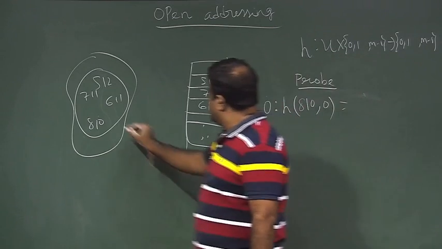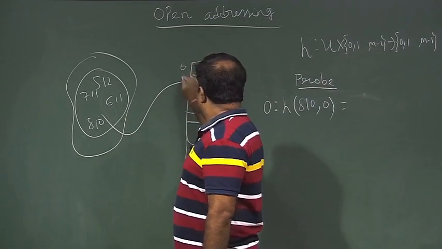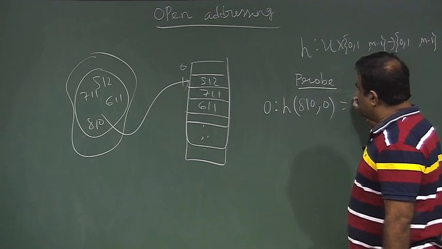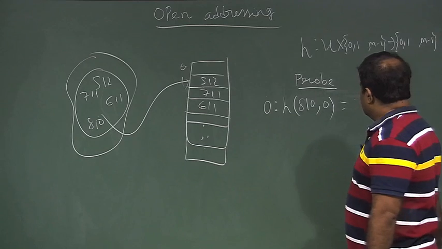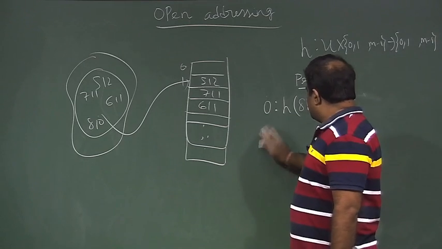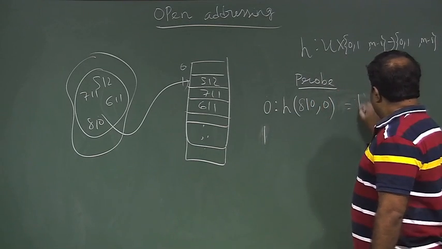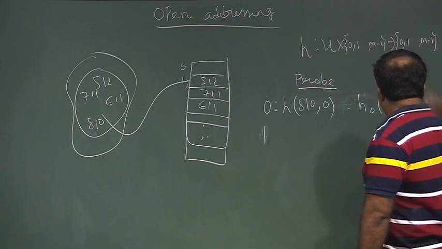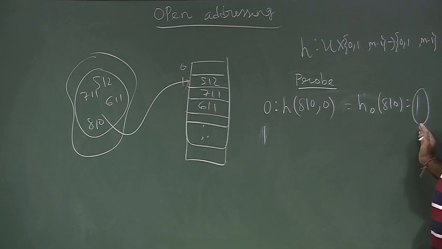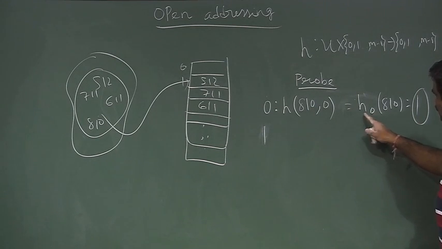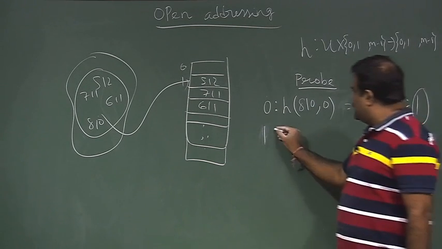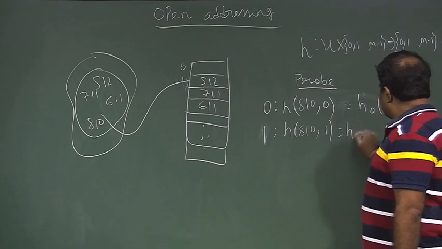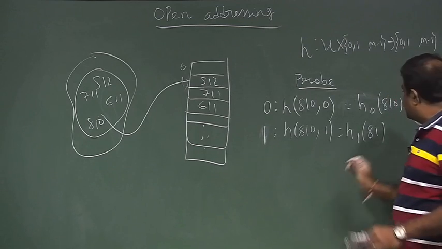Suppose this is hitting here, at slot 1, which is not an empty slot. So then we have to go for the next probe. This hash function gives us the value 1, which is not available, so this is the first or original hash function. Then we go for the next probe, h1 of 810, as if we have a sequence of hash functions.